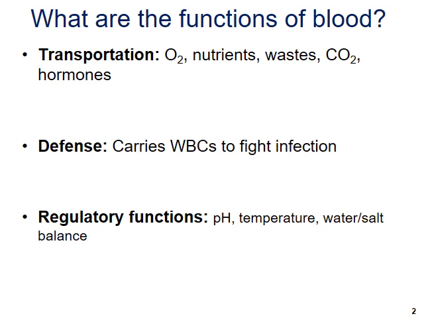Defense-wise, blood is carrying white blood cells, and white blood cells are the cells that are going to fight infection. So part of the blood's functions overlaps with the immune system, in that the immune system is largely made up of white blood cells, although there's some other things too. And then the third category are regulatory functions. So blood helps regulate your body's pH, it helps regulate the body's temperature, it helps to regulate your body's water balance and your salt balance, and so it's very helpful at maintaining homeostasis.